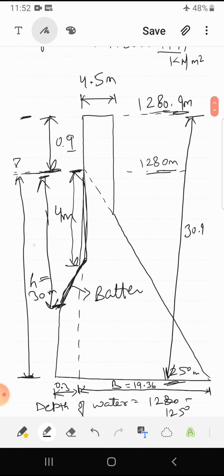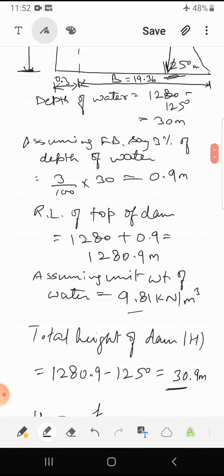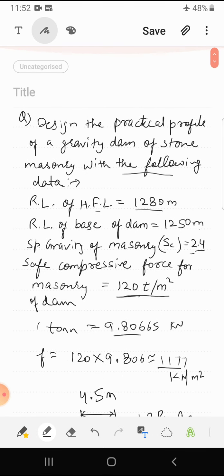We will write it here, 21.61 meters. Now we can calculate this vertical height of batter. It will be equal to 21.61 meters minus 14 meters, so this will be equal to 7.61 meters. So this was the numerical on the design of the practical profile of a gravity dam. Thank you.